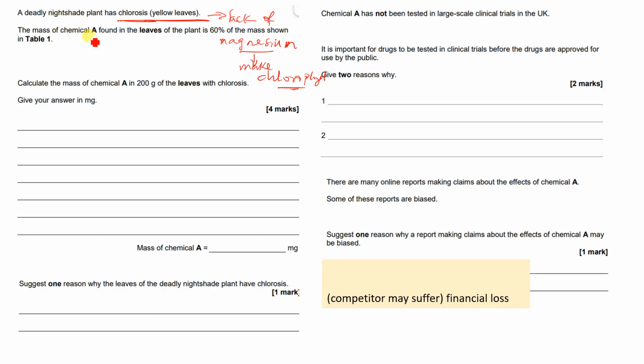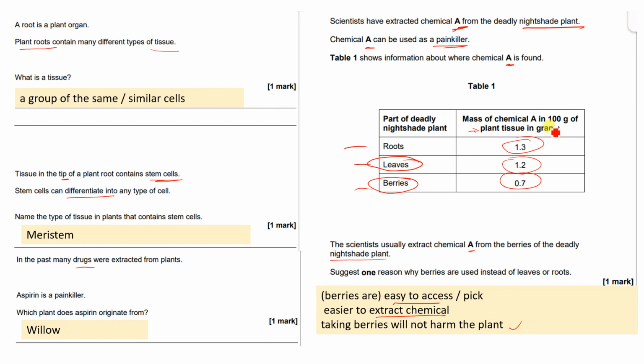Now, they say the mass of chemical A found in leaves of the plant is 60% of the mass shown in table 1. So calculate the mass of chemical A in 200 grams of a leaf with chlorosis. You should go back to your table. This is 100 grams. In the leaf, you have 1.2. So 1.2 is equal to 100 grams. For 200 grams, you have 1.2 times 2, which would be 2.4.